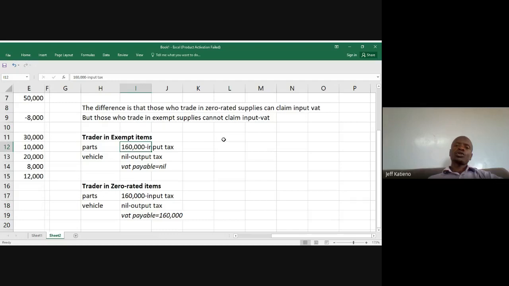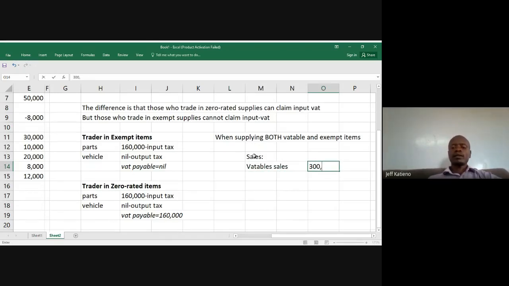Now, another thing I want to show you is what happens when you're supplying both vatable and exempt items. So let me say that your sales consist of this: vatable sales, let me say, 300,000, and then exempt sales is 200,000.